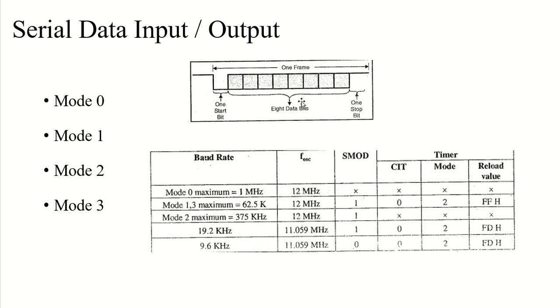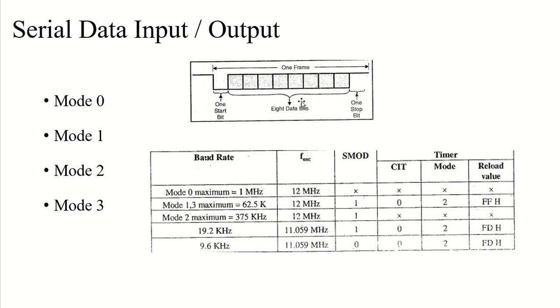As you can see, this table is showing the commonly used baud rates and the way in which they can be obtained from timer 1. The oscillator frequency will be specified as well. So the baud rate for mode 0 would be a maximum of 1 megahertz frequency. The oscillation frequency would be 12 megahertz. Given that, the SMOD will be x or none, and in timer mode everything would be none.